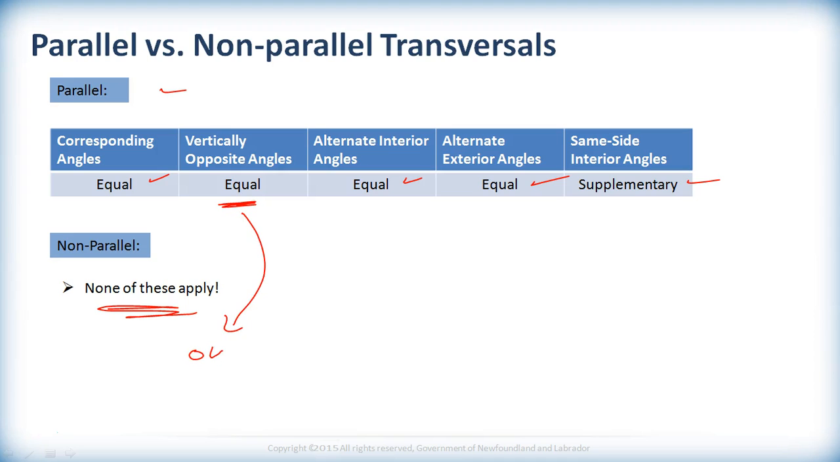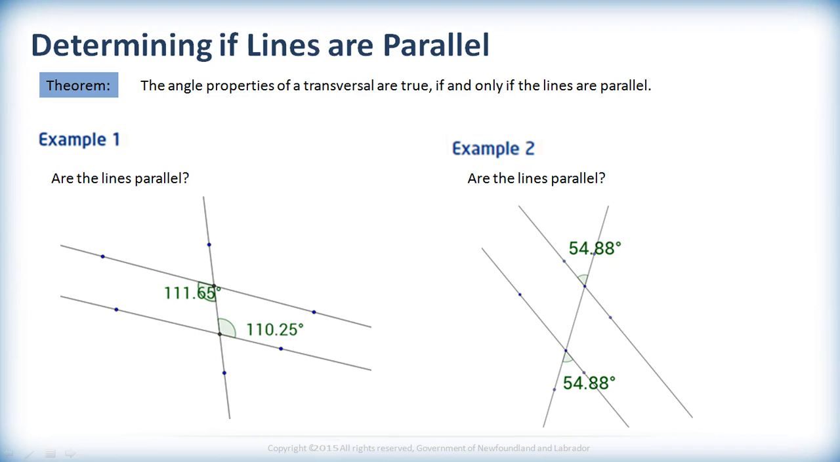This one is going to be okay because the vertically opposite angles don't really depend on the fact that I have two lines anyway, okay? So vertically opposite angles, those are still okay, but the rest of these, none of those actually work if we're talking about non-parallel lines. So what that does is it allows us to play a little trick. Instead of saying, well, okay, I've got parallel lines, now I can figure out some angles. If we know some angles, if the angle properties of a transversal are true, that means that the lines are parallel.